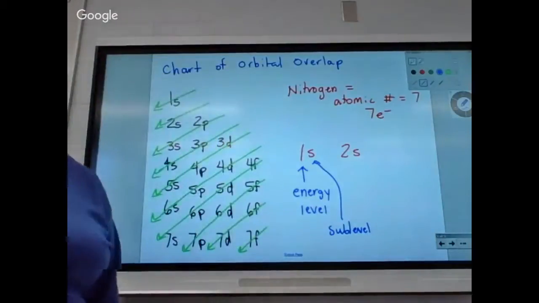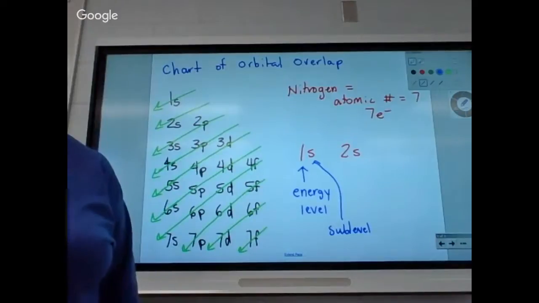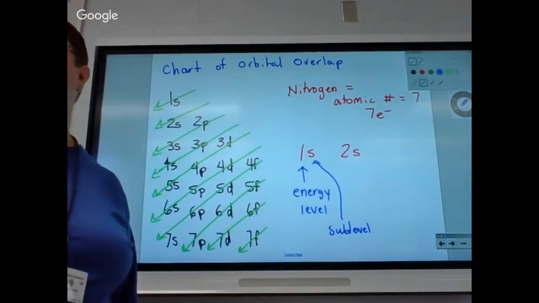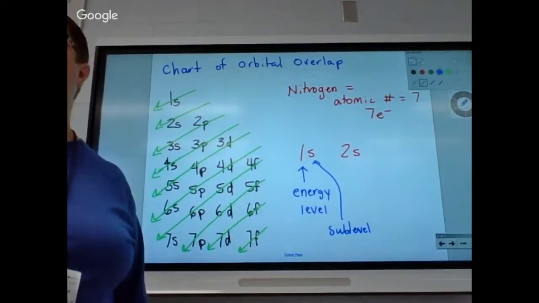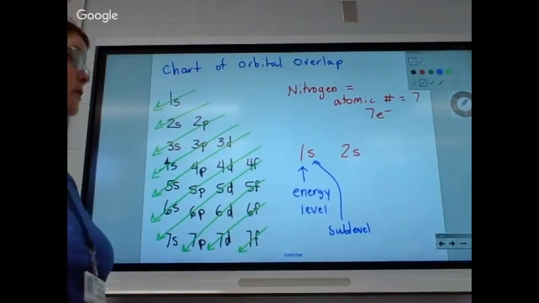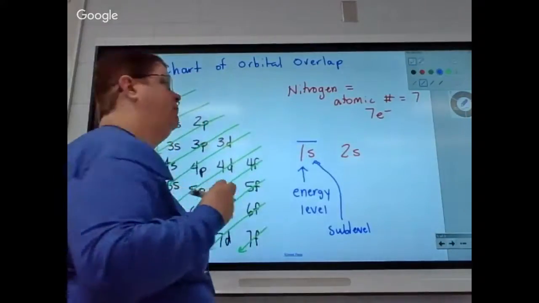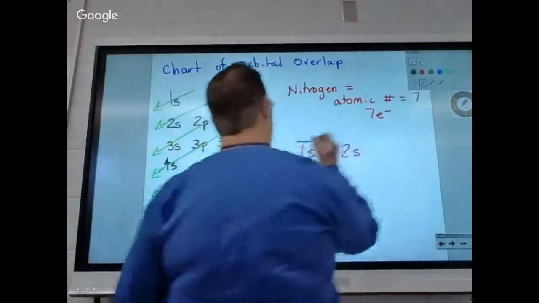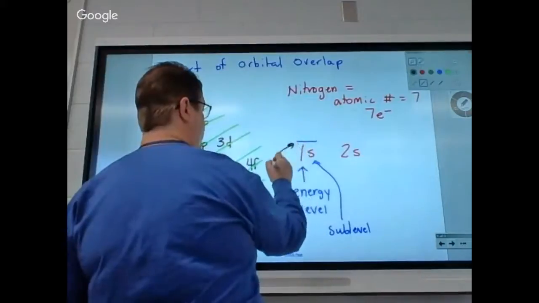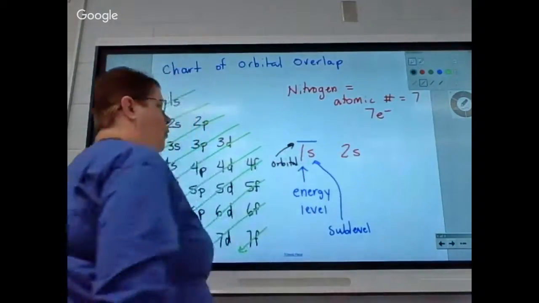Now, the next thing we're going to draw is the magnetic quantum number, or the orbitals. How many orbitals does the S sublevel have? 1. So we're drawing one line above S. Okay? This right here is my orbitals. So I draw one line.